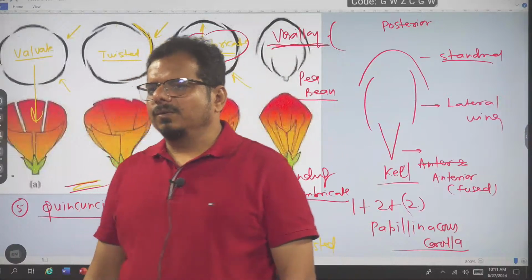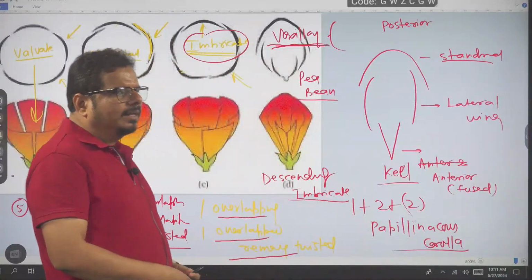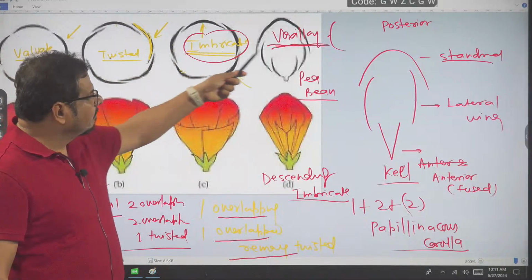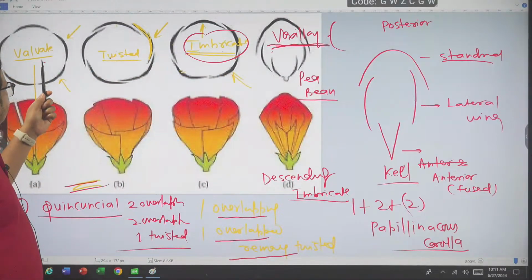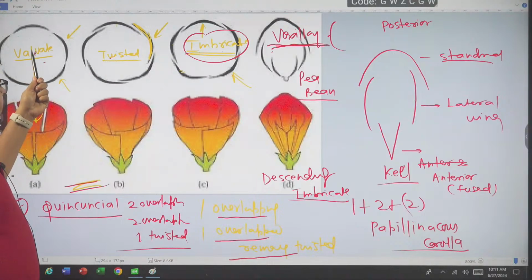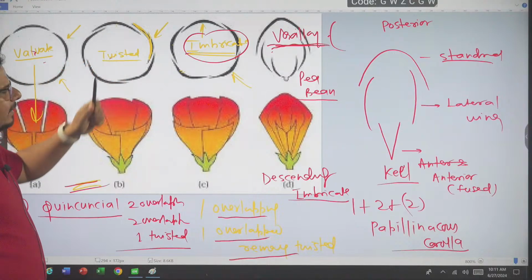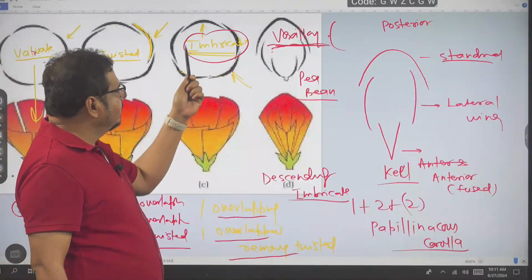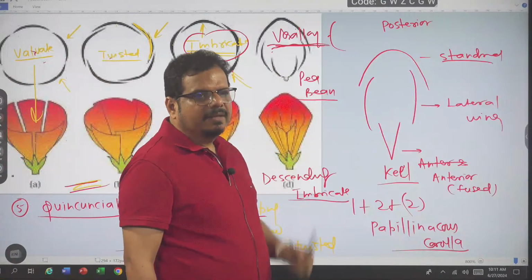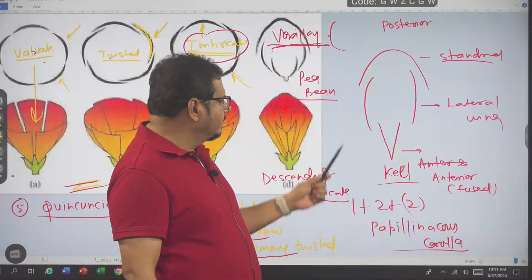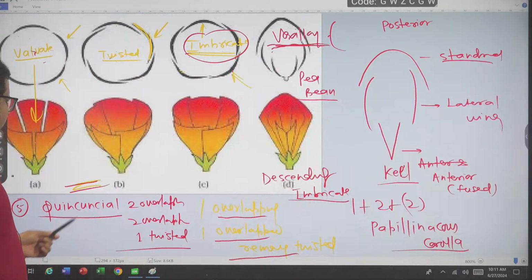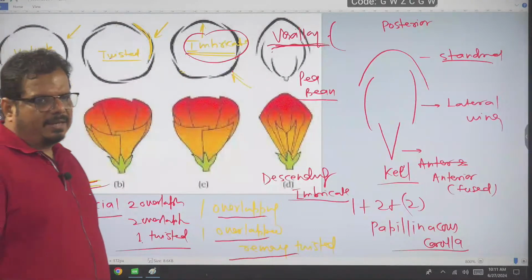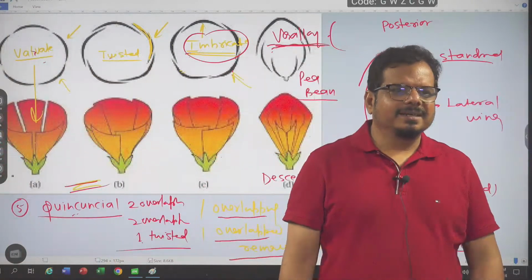Okay, done, over, right? So revise the examples and identify these diagrams. I told you the patterns also. Otherwise, everyone looking same with no overlapping is valvate; one side overlapping, another side overlapped is twisted; one completely overlapped, another completely overlapping, remaining twisted is imbricate. Standard, lateral wings and keels is vexillary. And for your information, two overlapping, two overlapped, one twisted is called quinquincial type of aestivation. Got the idea?